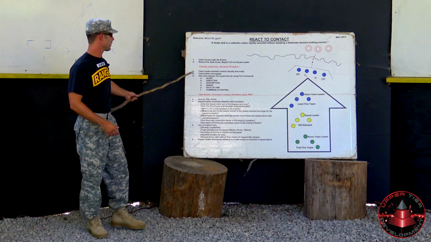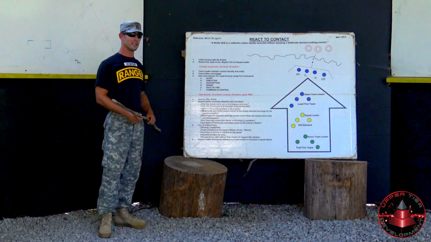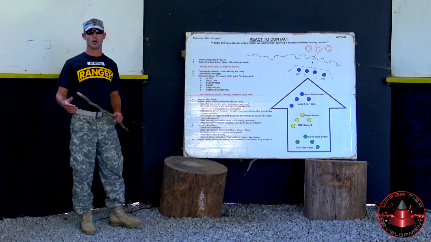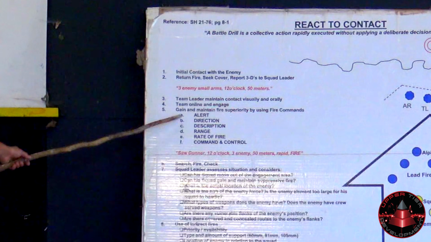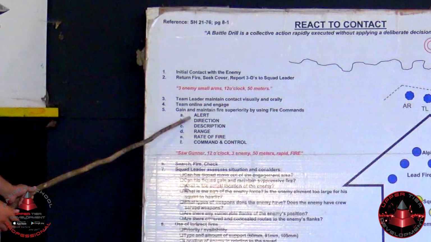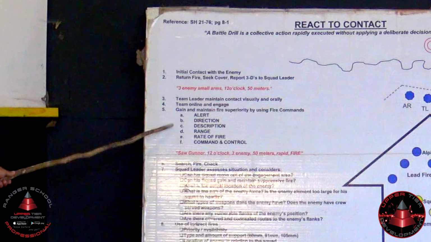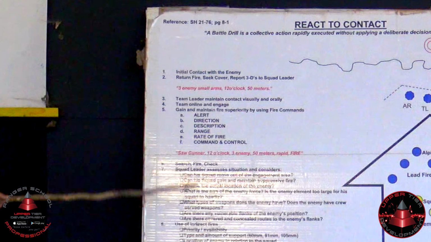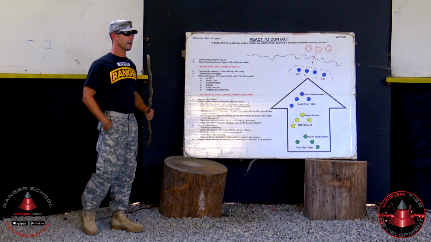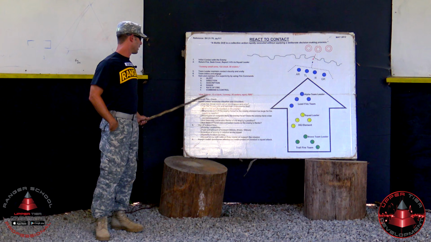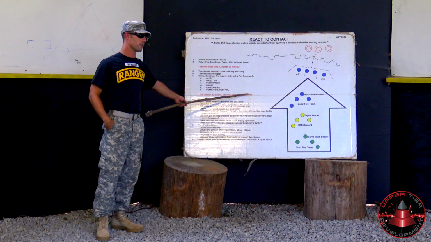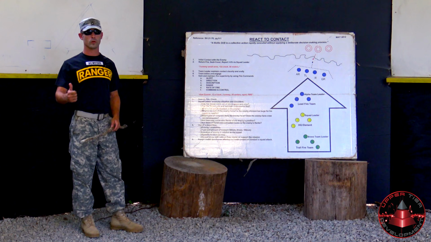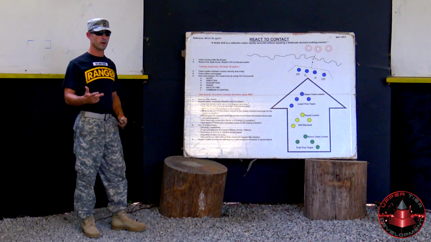At this point in time, that team will be generally online and they will begin to engage. That team leader will take control of his element using a series of fire commands. The acronym that we like to use is ADRIC. It sounds something like this: alert, direction, description, range, rate of fire, command and control. You want to get your 249 into the fight as quickly as possible. For example, SAW gunner, 12 o'clock, 3 enemy, 50 meters, rapid, and fire. This is telling that SAW gunner what direction to fire, what to fire upon, what rate of fire, and when to fire.